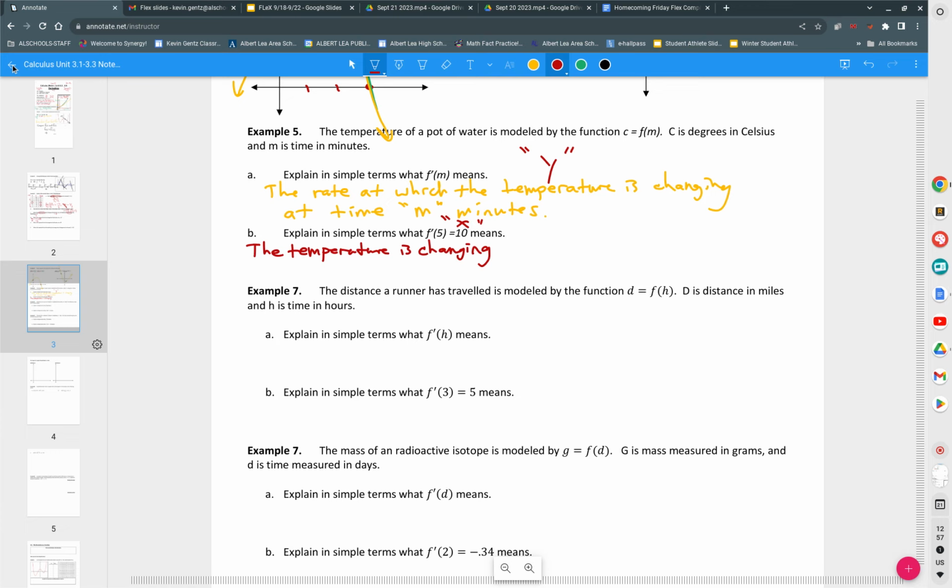The temperature is changing 10 degrees per minute. A derivative always has a rate attached to it. Always attach the rate, degrees per minute. The temperature is changing 10 degrees per minute at what? At 5 minutes.